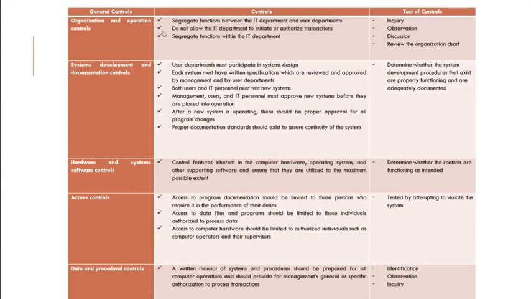Okay, so under organization and operation controls, we have segregate functions between the IT department and user departments. So for big organizations, naa sila separate IT department. Same with USC, di ba, naa tay own IT department. And then user departments, mao na ang mga various departments that use the software, that use the computers. We call them user departments. So dapat lahi sila. Ang mo develop sa system, dili dapat mao ang mo gamit sa system. Correct? Do not allow the IT department to initiate or authorize transactions.